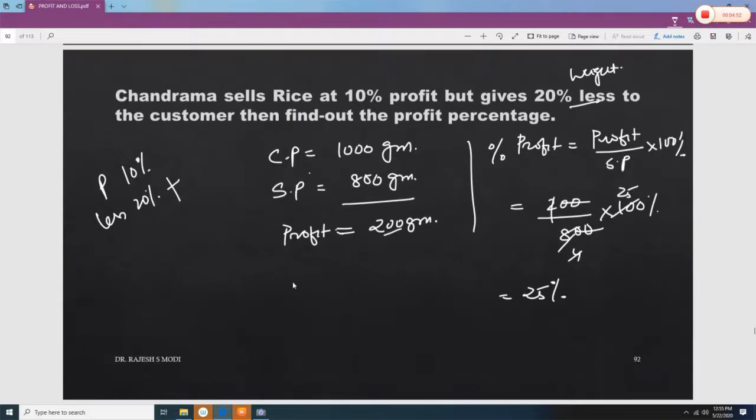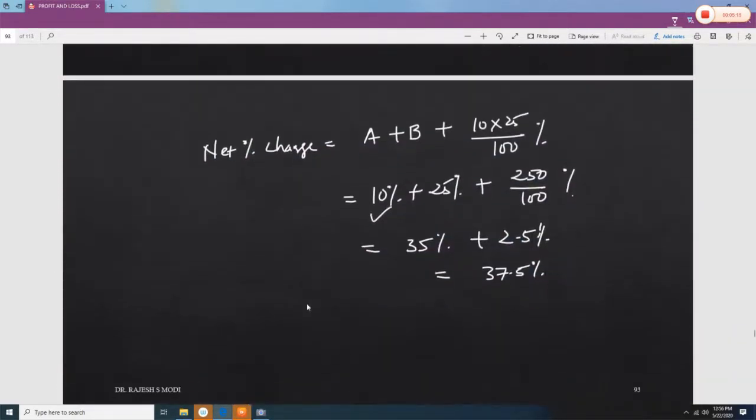So we have to convert the weight into a percentage. 1000 is the gram and she is selling 800 gram. So 200 grams is her profit, and if you convert, because it is a case of a number, it is divided by 800, multiplied by 100%, so it is 25%. So in the first transaction she is making 10% and in the second transaction she is making 25%. So we have to use the AB formula. So 10% plus 25% plus the product term, that comes to 37.5% is the profit of Chandrama.